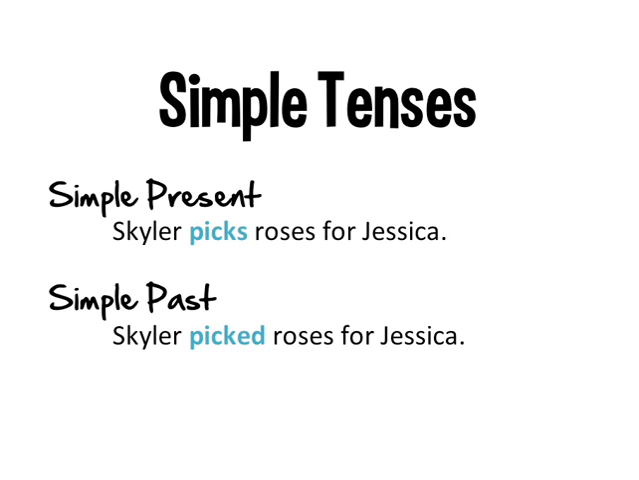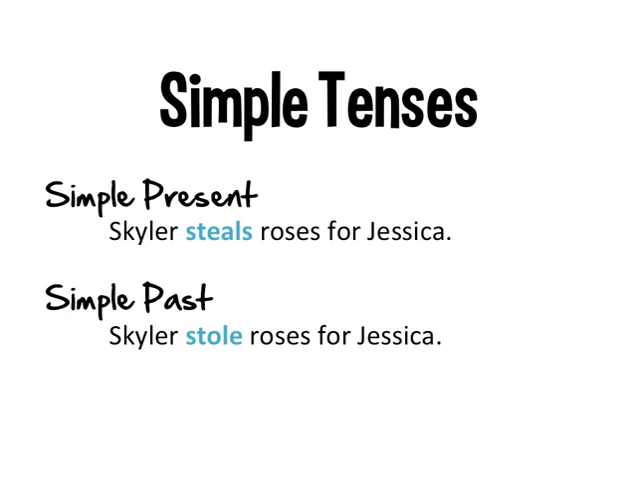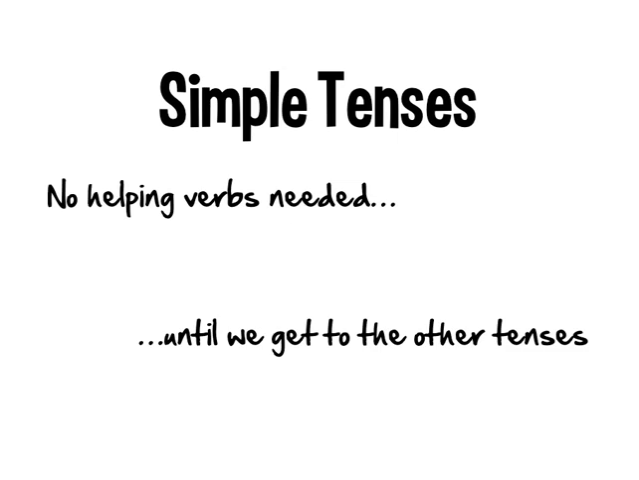Simple past, we have Skylar picked the roses for Jessica. Now in the past tense, and when verbs move towards the past, they do get a little bit tricky because a lot of verbs don't like to follow the rules. We call those the irregular verbs. But for the most part, our verbs in the simple past will end with ed. All right, simple tenses. Notice no helping verbs were needed until we start getting into the other tenses that go along with past and present.